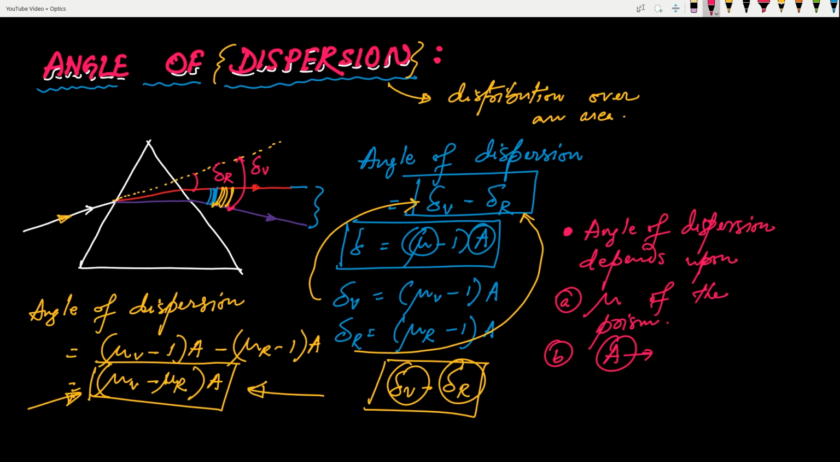Okay, this is A, the angle of prism. You can see that the greater the angle of prism, if you look into this formula, the greater will be the angle of dispersion. Similarly, if the refractive index for violet is greater, then the angle of dispersion will be greater. If the refractive index of violet is greater, the violet ray will bend more. We know the greater the refractive index, the greater the bending. If the bending is greater, then the angle will be greater. Okay, so I hope now the concept of angle of dispersion is clear.